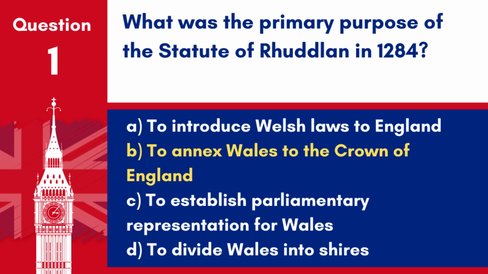Answer. B. To annex Wales to the Crown of England. The Statute of Rhuddlan in 1284 was primarily aimed at annexing Wales to the Crown of England, integrating the legal system of Wales into that of England.